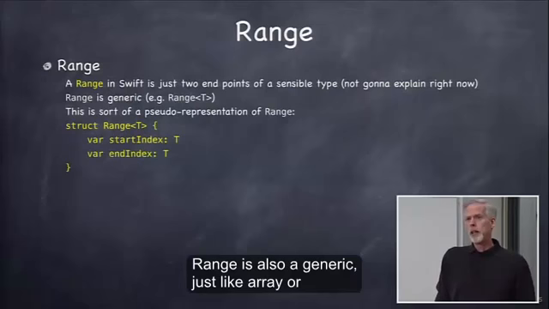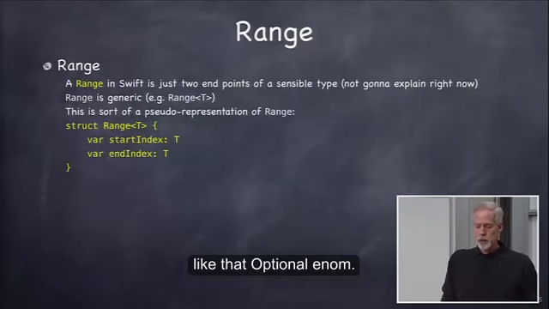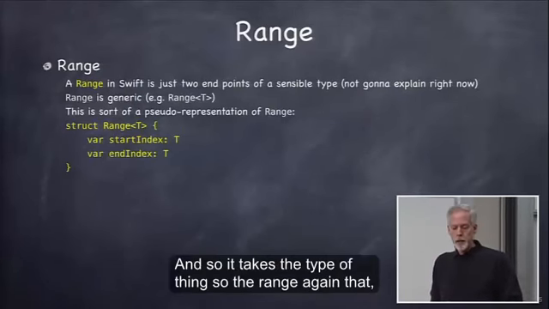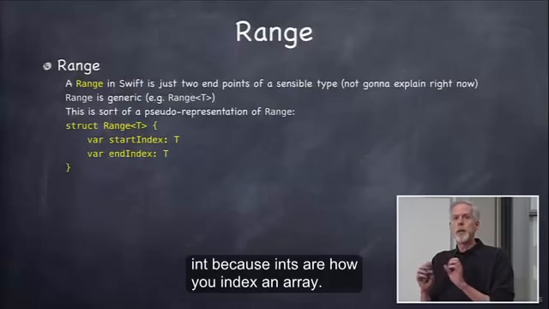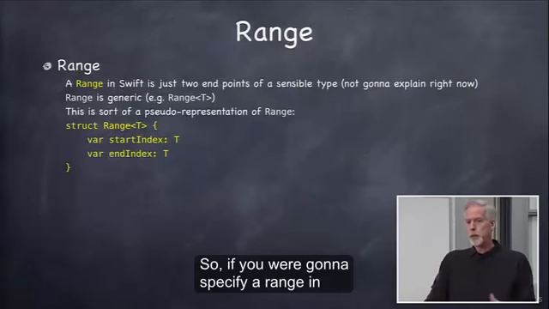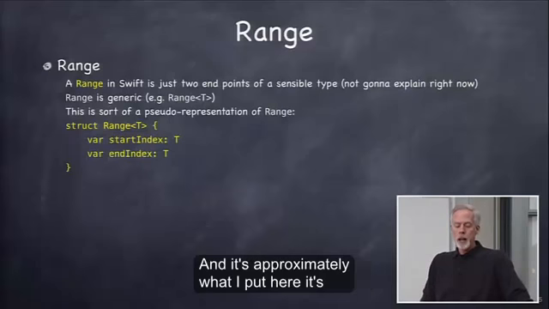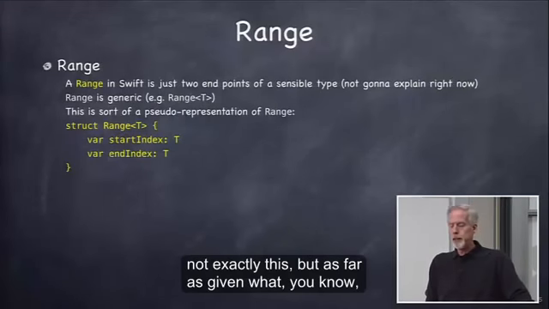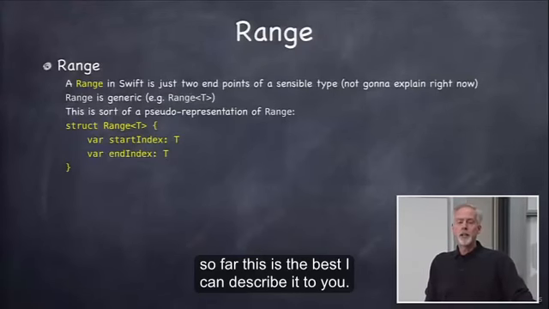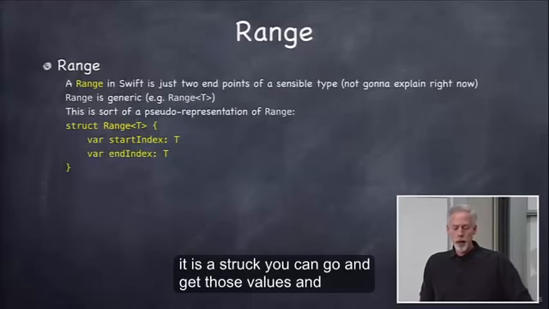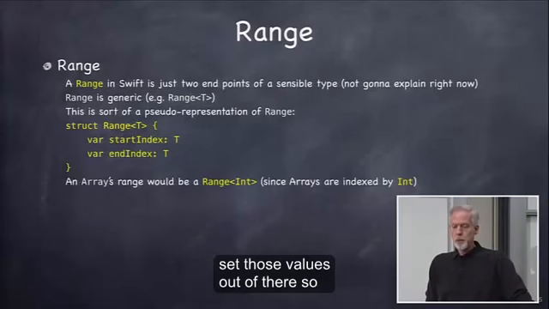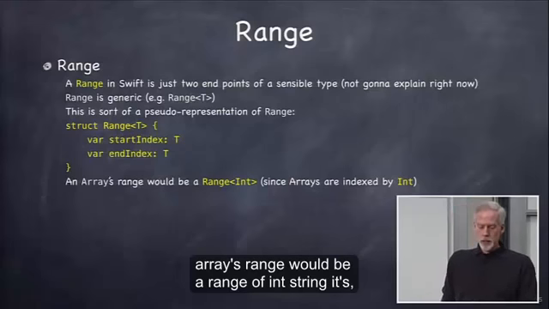Range is also a generic, just like array or that optional enum, and so it takes the type of thing. To specify a range in an array, it would be Range angle bracket Int, because ints are how you index an array. It's approximately what I put here. It's not exactly this, but given what you know so far, this is the best I can describe it. It's just a struct that has a start index and an end index, and you can get and set those values. So an array's range would be Range of Int.